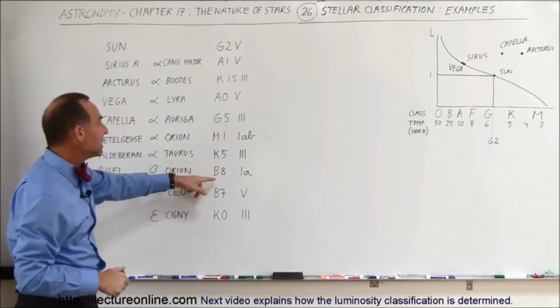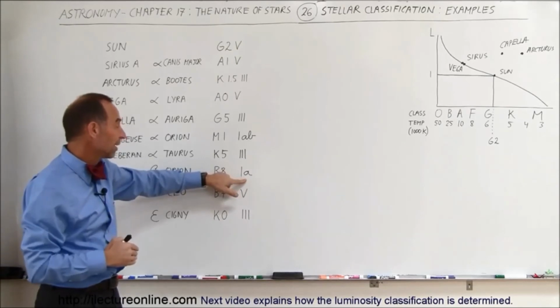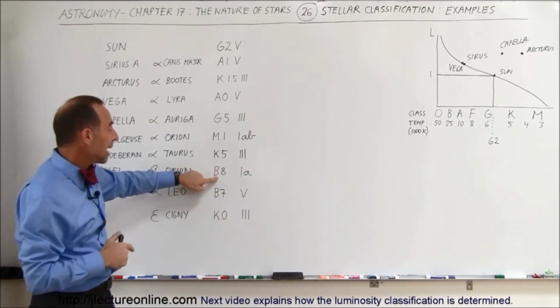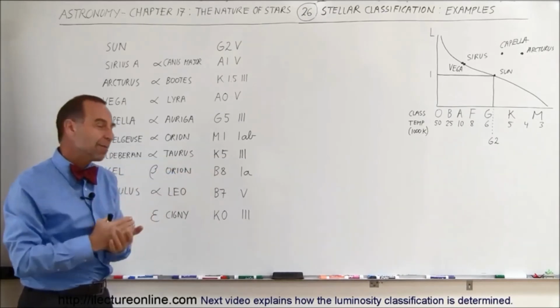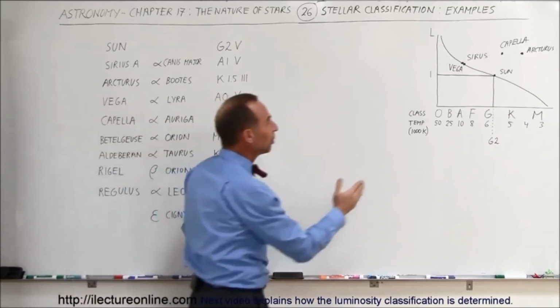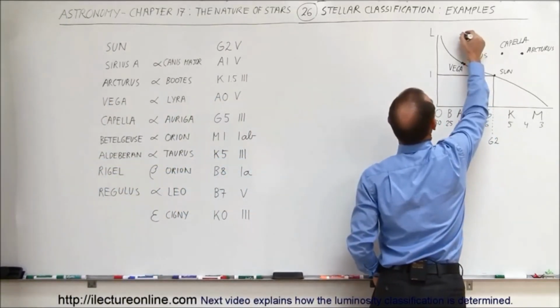Rigel is a B8 1A. Now 1A means it's a very luminous supergiant, but notice the class is B, or the type is B8. We call it class when we just say B, the type when we say B8. And notice B8 would put it just to the left of A. That puts it up here. So this would be Rigel right there.